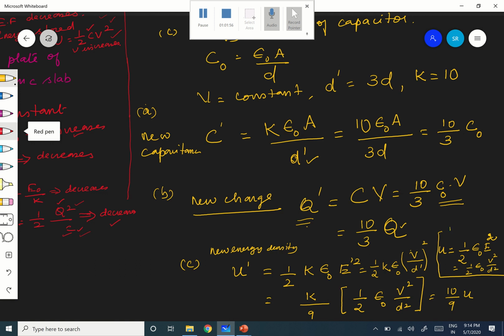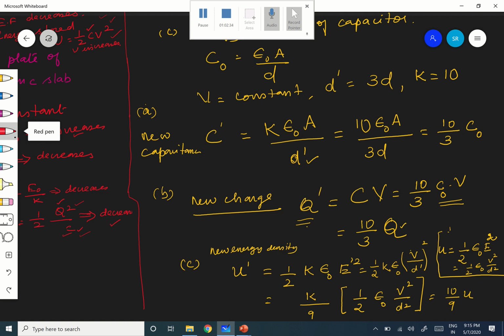Initial energy density is U, final energy density is this U dash. Therefore U dash is equal to half K epsilon naught E dash squared. E dash squared means half K epsilon naught times V by D dash squared. On substituting you will be getting 10 by 9 times U. Okay, so what is very important here is that V is constant.